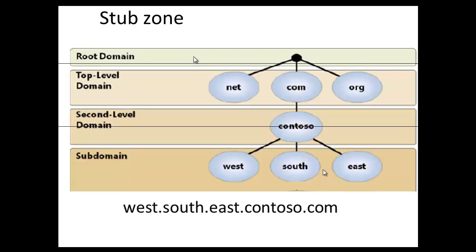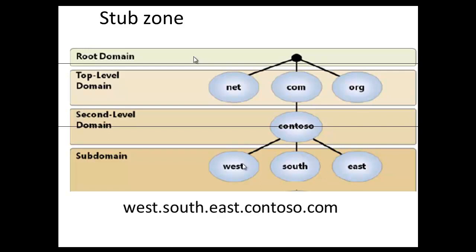At this point, we want to take a look at the stub zone and see how the stub zone relates to and interacts with the other zones. Now, in our scenario here, we said that we have Contoso, which we will call the parent zone. This is the parent domain. Within Contoso, we would have created a West zone, a South zone, and an East zone.